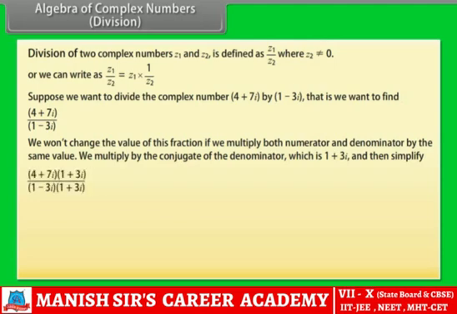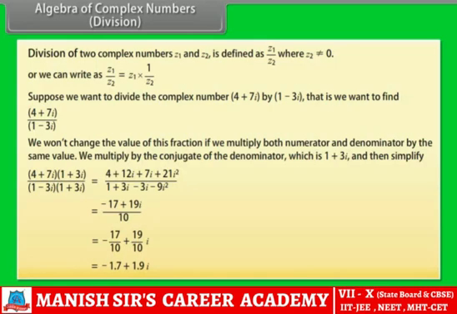(4 plus 7 iota) into (1 plus 3 iota) divided by (1 minus 3 iota) into (1 plus 3 iota) is equal to 4 plus 12 iota plus 7 iota plus 21 iota square divided by 1 plus 3 iota minus 3 iota minus 9 iota square. On solving, we get minus 1.7 plus 1.9 iota.